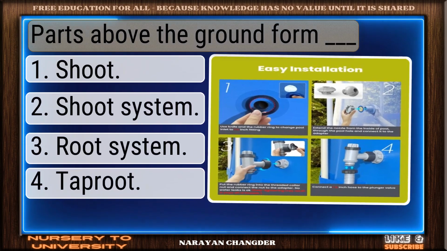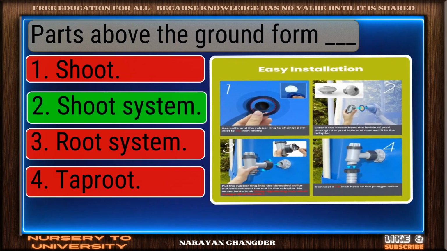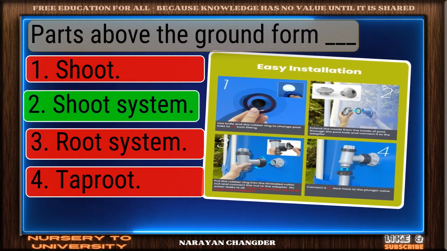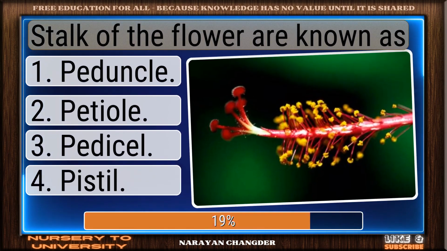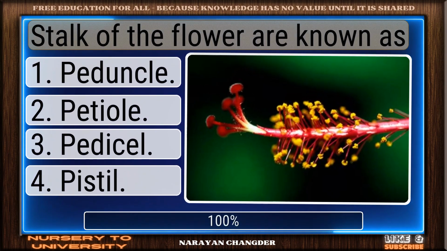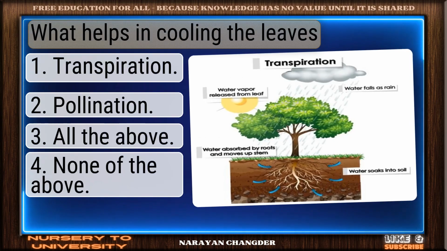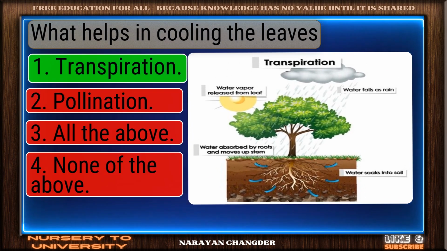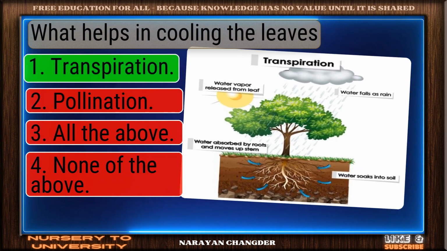Parts above the ground form dash. Good job. Your answer, shoot system, works well here. Stalk of the flower is known as. Sharp thinking. Pedicel is the right choice. What helps in cooling the leaves? Bravo. Transpiration is the answer.